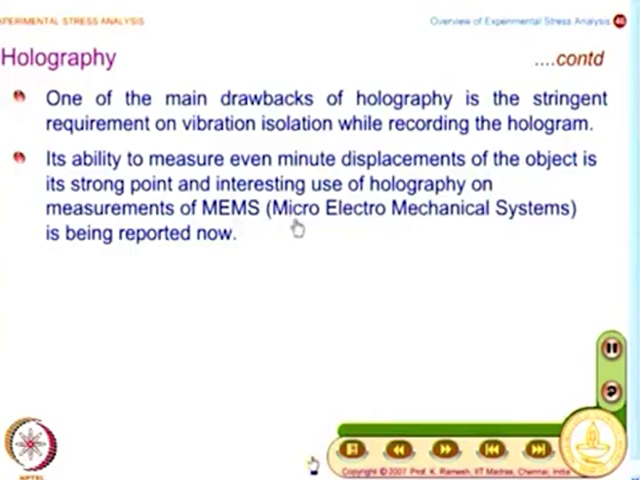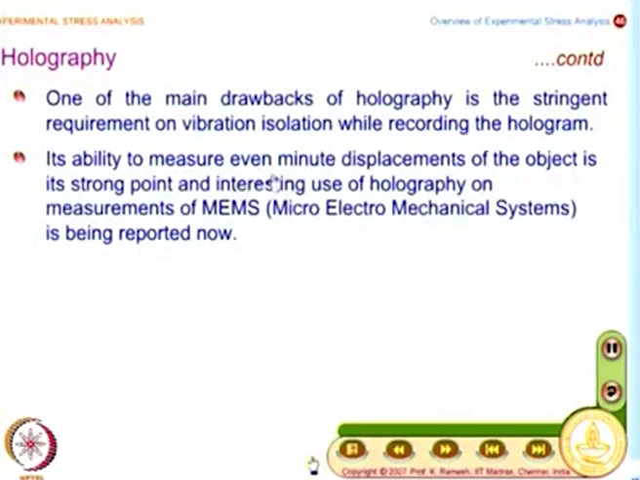They are nothing but micro electromechanical systems. So even the actual component is very small in size, and if you want to find out the displacement on that, it will be much smaller than this. And because holography helps you to measure displacements of the order of wavelengths, you can measure those small quantities comfortably.